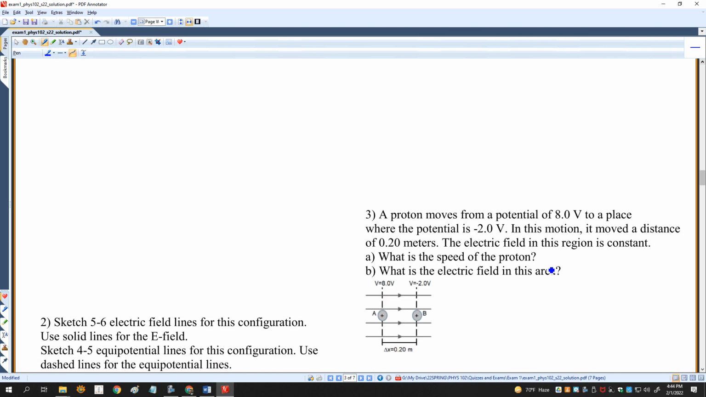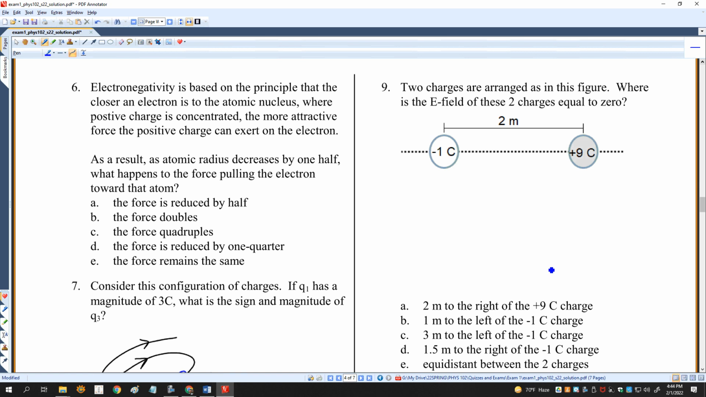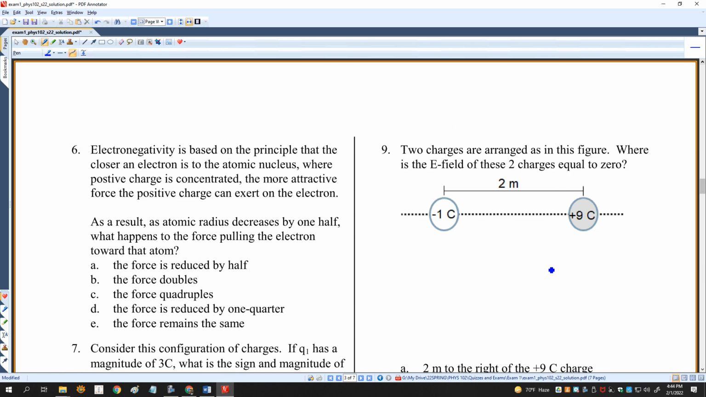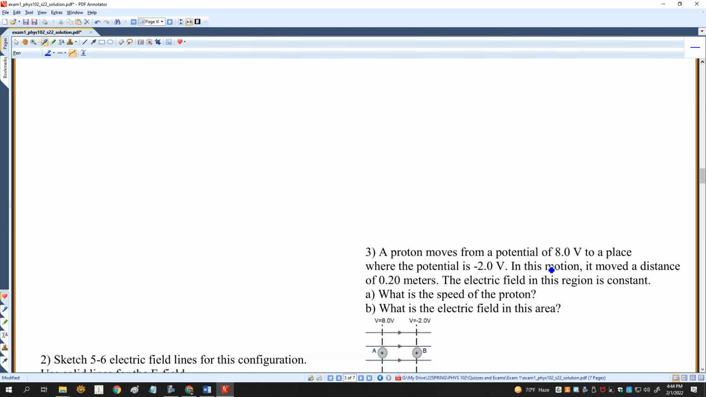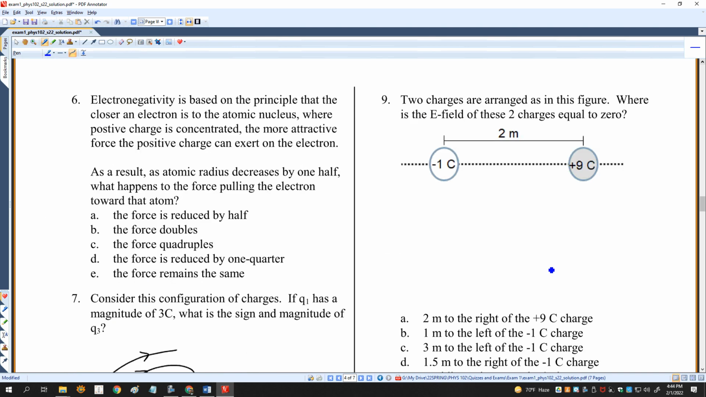Oops, sorry. Oh, did I have an extra page in there? Oh yeah, I'm sorry. Okay, so I have an extra page. Well, I'll take that out.